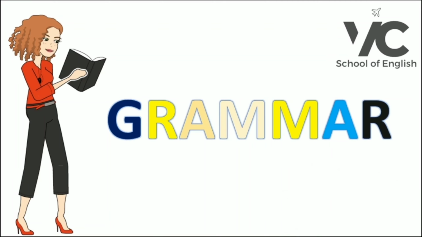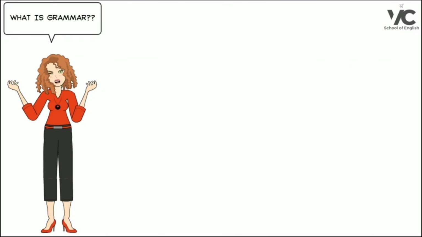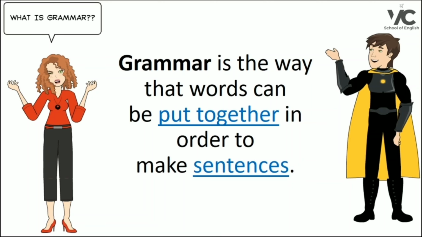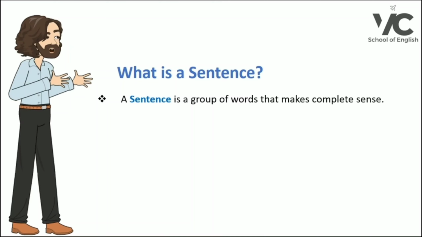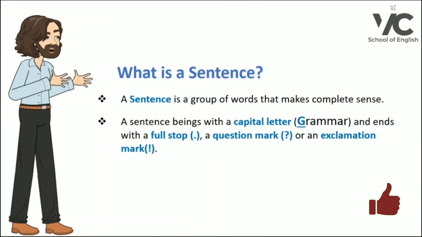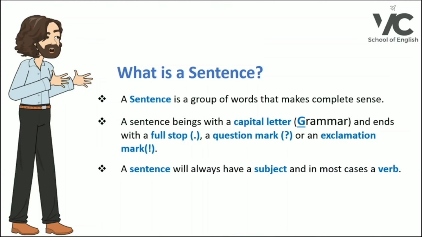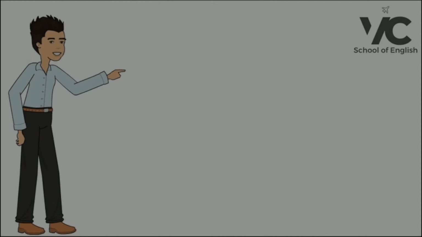When we talk about grammar, a question pops up in our mind: what is grammar? Grammar is the way that words can be put together in order to make sentences. In simple words, grammar is the system of any language. Now we will discuss sentences. A sentence is a group of words that makes complete sense. A sentence begins with a capital letter and ends with a full stop, a question mark or an exclamation mark. A sentence will always have a subject and in most cases a verb.